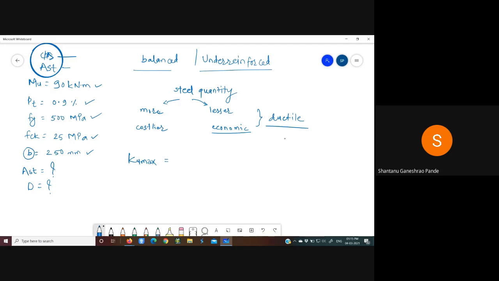So AST, that is quantity of steel or area of steel to be specific, and overall depth, that you need to calculate. Now to start with, we will go for calculation of KU max. So KU max equal to 700 divided by 1100 plus 0.87 FY. This value will be same unless there is change in FY value. In last numerical also you have calculated this KU max value. You can just use the same one because FY is same 500, and in this numerical also you are using 500 MPa. So what is KU max value? 0.456. Yes. So this is KU max value.